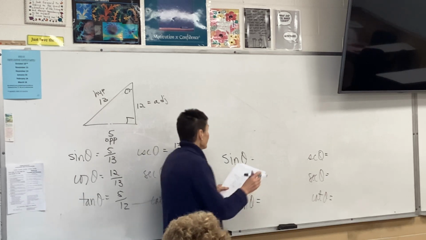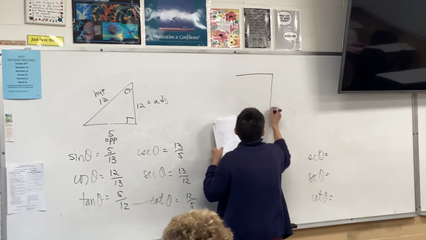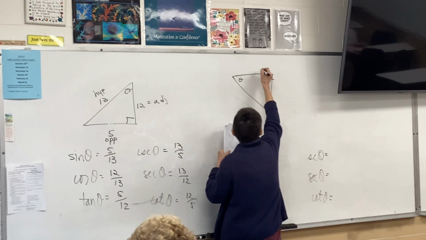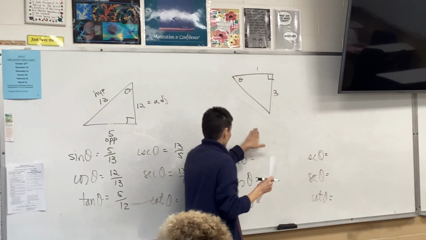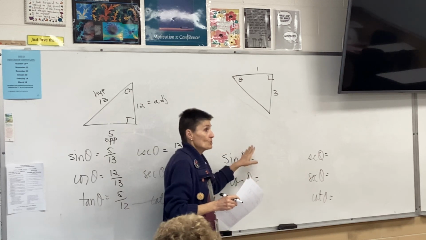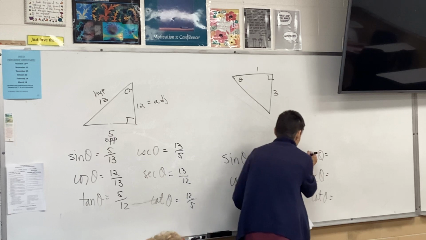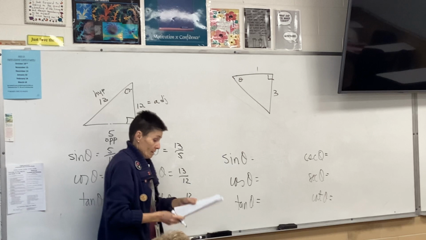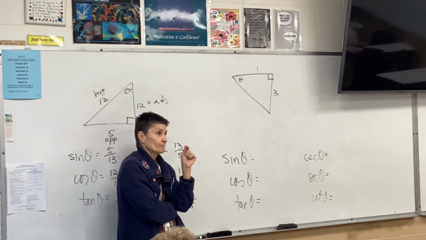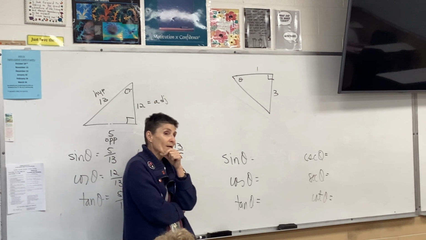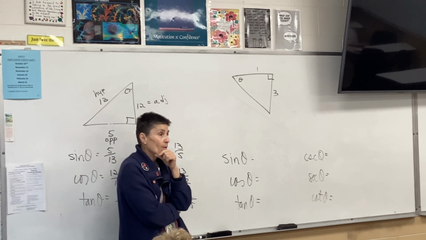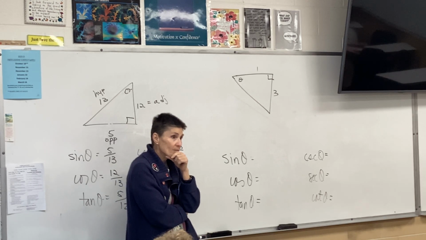Uh-oh. What's different about the next one? Well, first of all, you're going to have to write all this on your own. I got tired of writing it. So this is what you're finding. You're finding all of these things. But what else? What else is missing? Hypotenuse. How in the world can we find the hypotenuse?